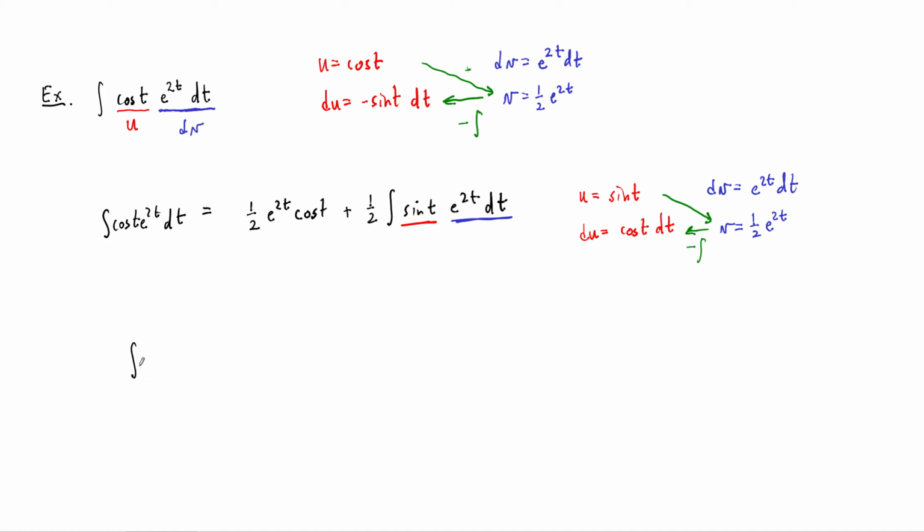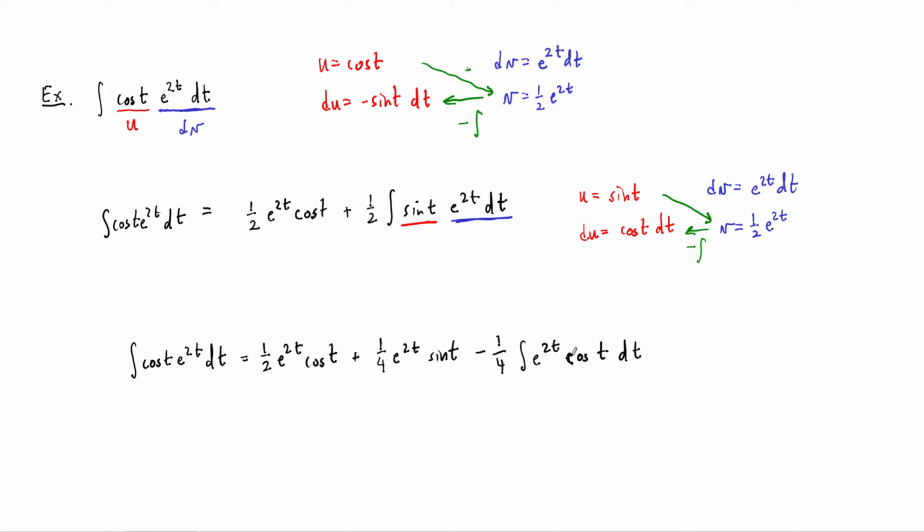I'm going to remind us that this is the integral of cosine of t e to the 2t dt. On the right-hand side, we have 1/2 e to the 2t cosine of t, plus, then we have this 1/2 hanging around, but we're going to have another 1/2. So this becomes 1/4 e to the 2t sine of t. And then we have to subtract this off. It's still got the 1/2 times 1/2, so this becomes minus 1/4 times the integral of e to the 2t cosine of t dt.